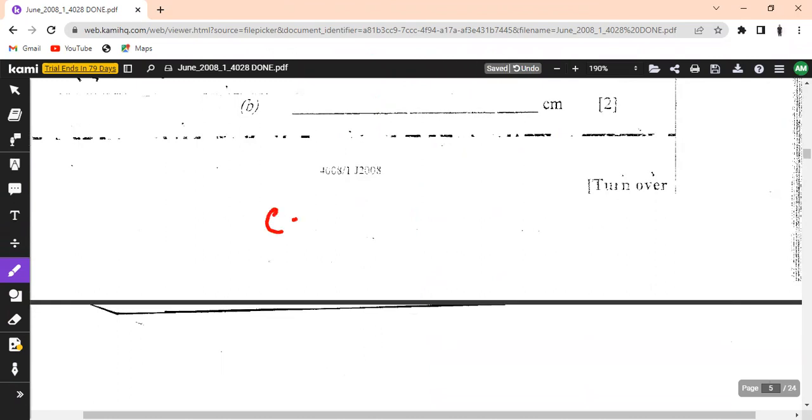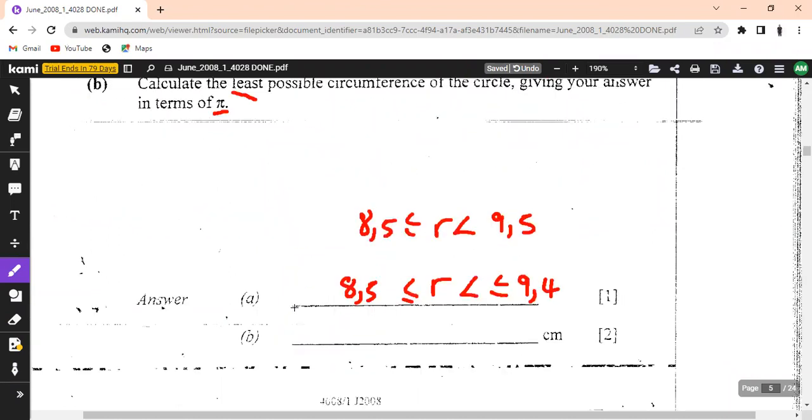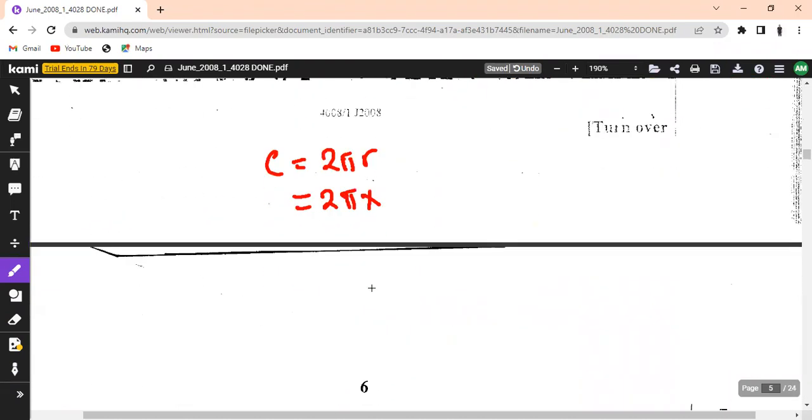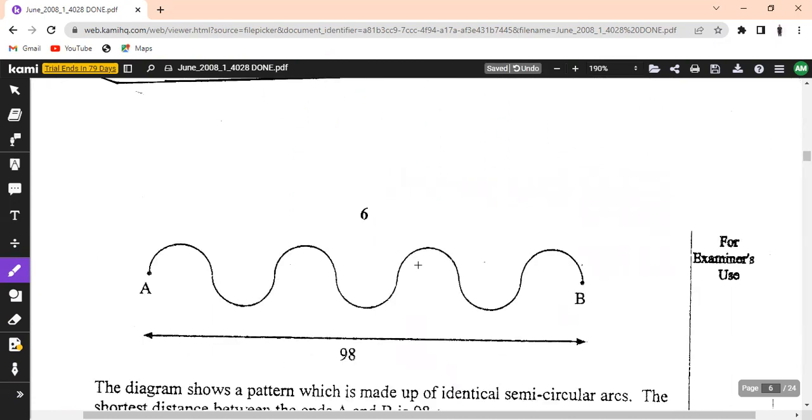We know that the circumference of a circle is given by 2 pi r. It's needed in terms of pi, so it's going to be 2 pi times the radius, which is the smaller radius, 8,5. So 2 times 5 is 10. 2 times 8 is 16, plus 1, which is 17. How many decimal places do we have? 1. So it's going to be 17,0 pi, which is 17 pi. 17,0 is the same as 17, just like that. So I think this one is direct.